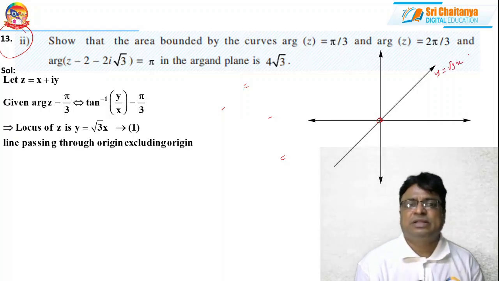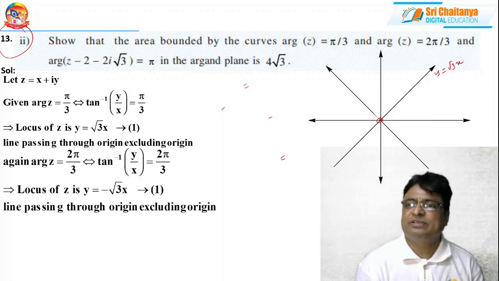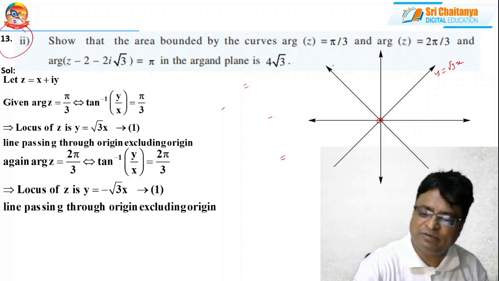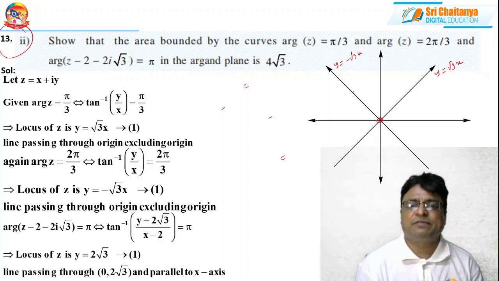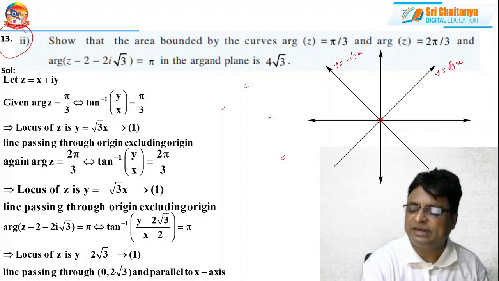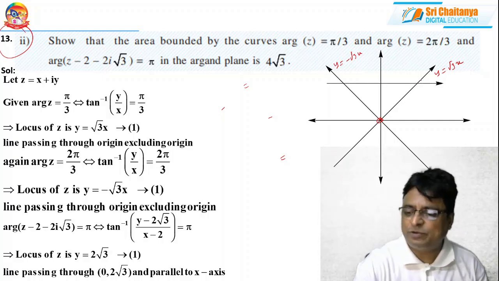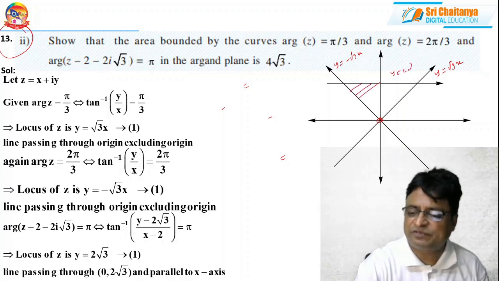Similarly, the next one is argument of 2 pi by 3. That is y equal to minus root 3x. This is another line, y equal to minus root 3x, of course excluding origin. And of course, solve the third one. So, y equal to 2 root 3. This is the line, y equal to 2 root 3. Now, we want the area of this triangle.